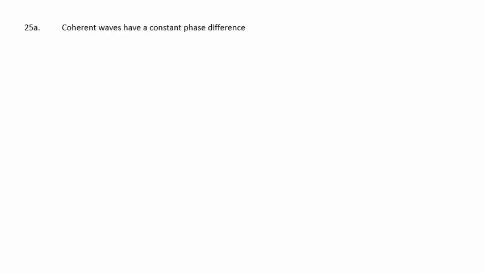In question 25a, we're asked what is meant by coherent waves. Well, coherent waves have a constant phase difference.